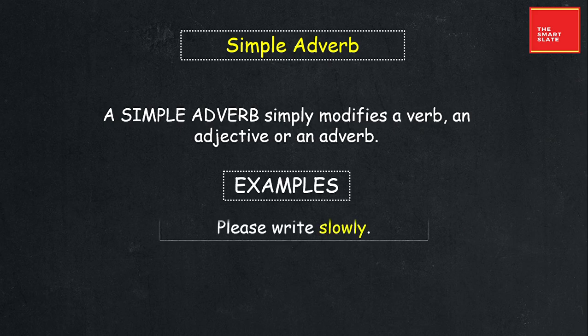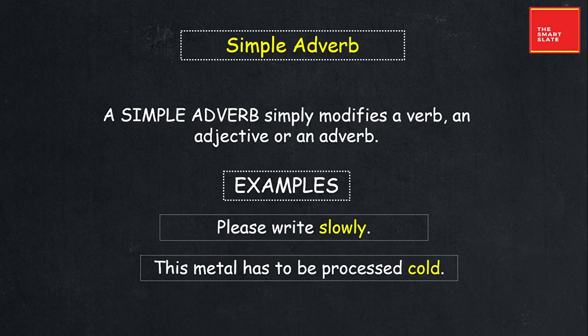Examples here are: please write slowly. So here the person who's writing something is writing slowly, or someone is requesting to write slowly. So the action of writing is modified. You write slow, you write fast. So slowly here is an adverb.